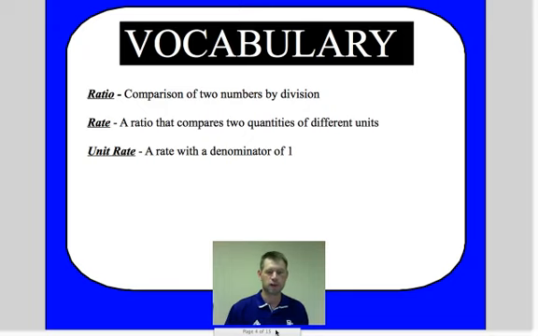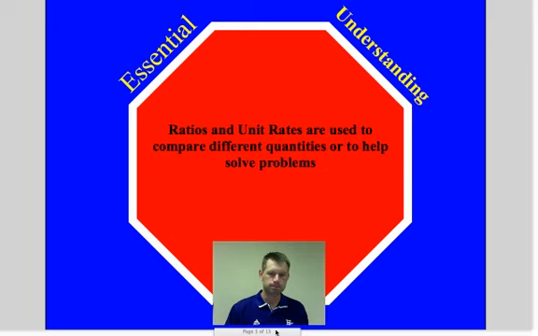You see this more in shopping. If you go to Walmart and you look on the tags, you're going to see it costs so much per 1 ounce. That's a unit rate. You're finding out how much it costs per one. So essential to understanding here is that ratios and unit rates are used to compare different quantities or to help solve problems. These are really important because this allows us to solve different problems, whether we want to know how much something would cost per item or how to compare scores to other people's scores. We have to be able to work with ratios.